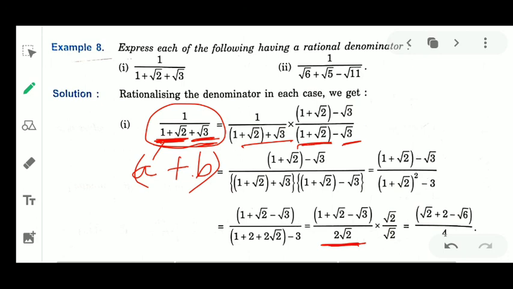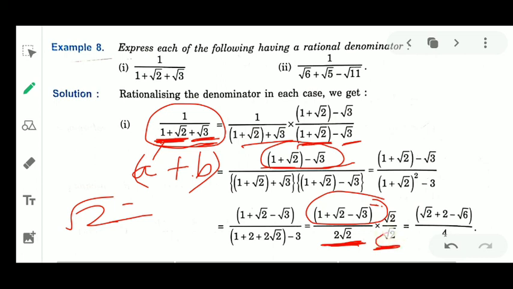Now moving to the numerator. The numerator is 1 plus root 2 minus root 3, that is the same 1 plus root 2 minus root 3. Now if you multiply, here we again have 2 root 2, and root 2 is an irrational number, so we have to convert the denominator into a rational number. That's why you multiply the same root, that is root 2, on both denominator and numerator also.